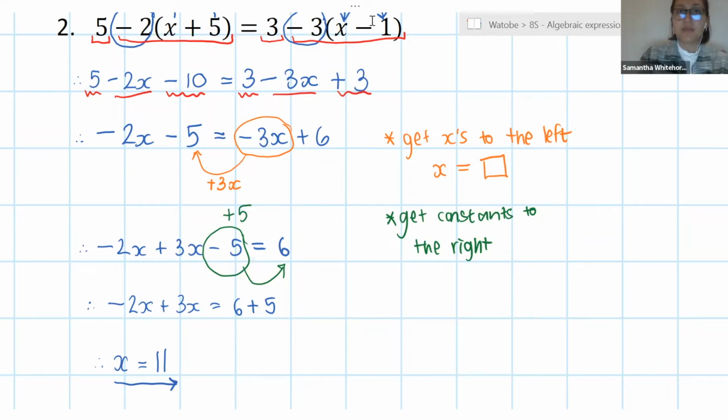Can I get a thumbs up, thumbs down, how we feel after that? And if you aren't understanding, you either need to put your question in the chat or you need to raise your hand so that I can help you. Thumbs up, thumbs down, how are we going? Okay. Right, I see one or two. Yes, it's sort of half.